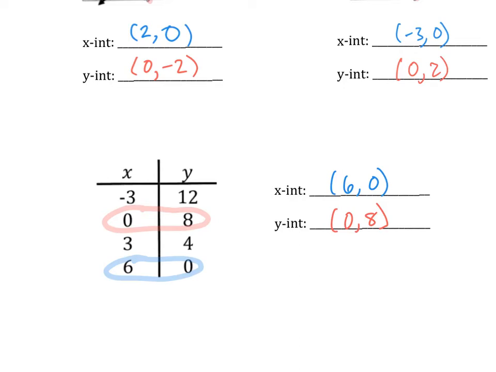Okay, so that's reading it from a table. You just look for, where does x equal 0? That's where our y-intercept is. Where does y equal 0? That's where our x-intercept is.